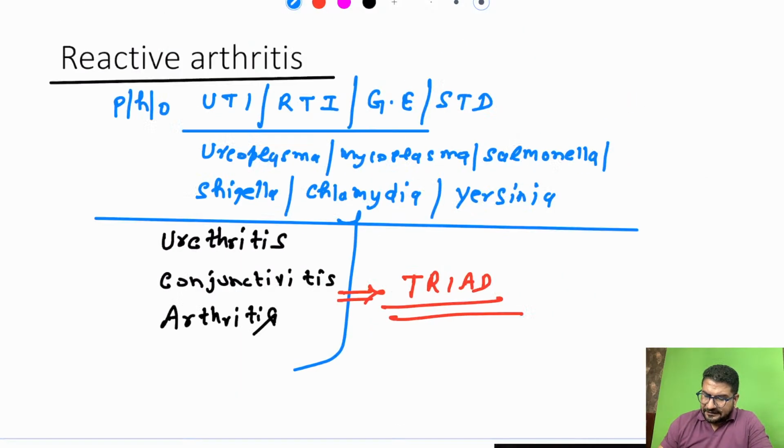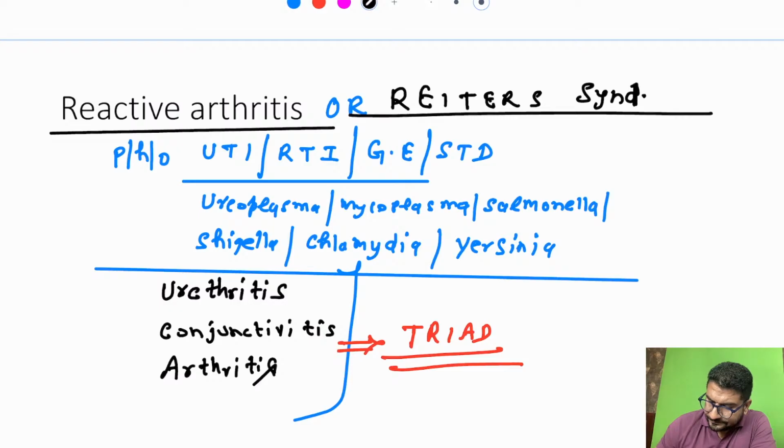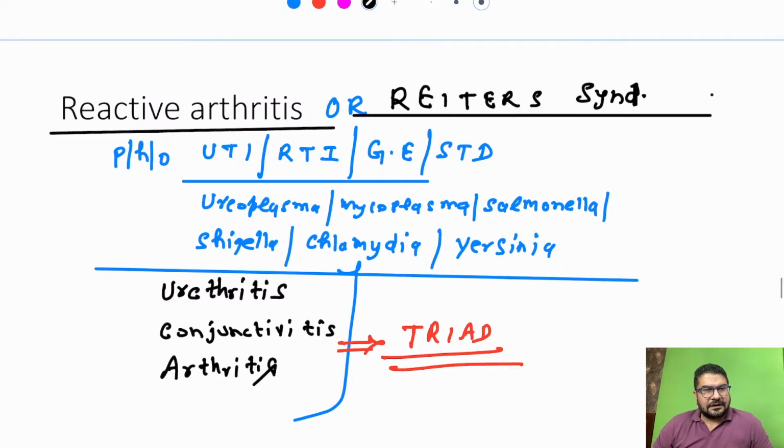This reactive arthritis, understand, we also call this, इसका दूसरा नाम क्या होता है? We also call this Reiter syndrome. Reactive arthritis is also called as Reiter syndrome. So this is about the reactive arthritis or Reiter syndrome, which you have to remember.